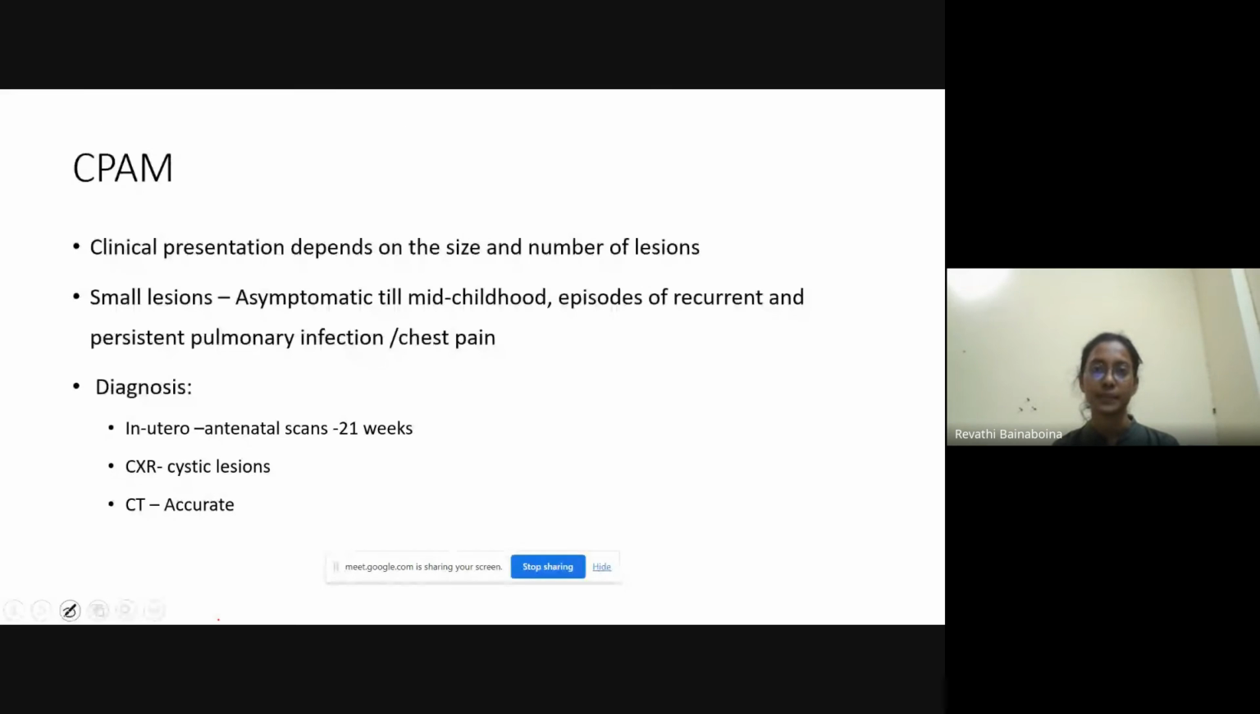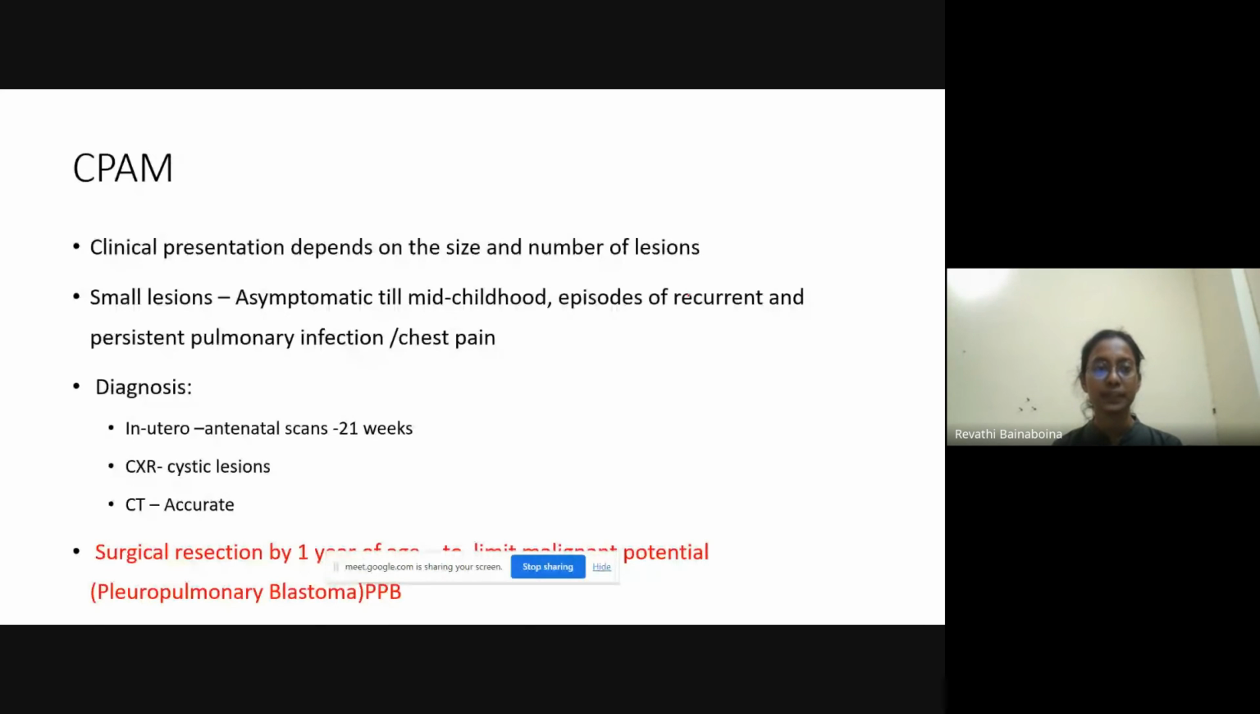Clinical presentation depends on the size and number of lesions. In small lesions, the child will be asymptomatic till mid-childhood with episodes of recurrent persistent pulmonary infections and chest pain. Diagnosis, as I discussed before, is by antenatal scans by 21 weeks. Chest X-ray shows multiple cystic lesions and CT is diagnostic.